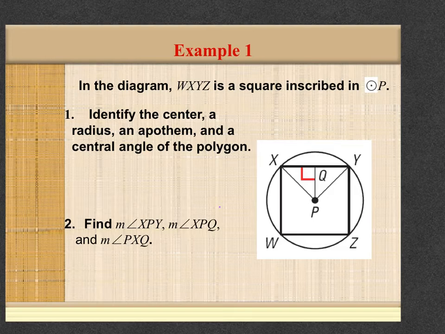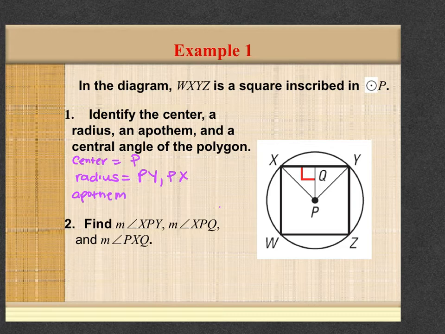All right, so how would I name the center? Point P. Just point P. How about a radius? PY or PX or XP. Both of those are good. And apothem? PQ. And the central angle?